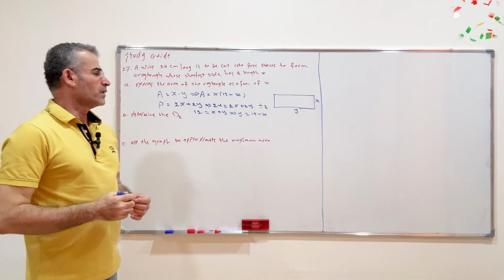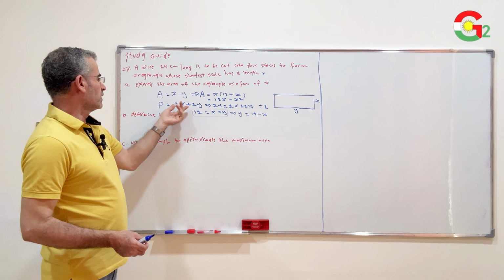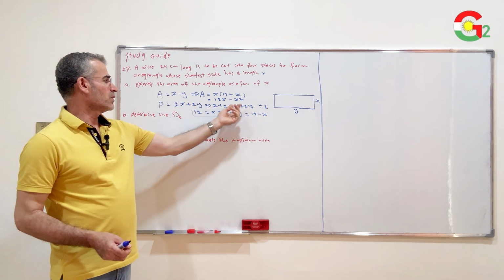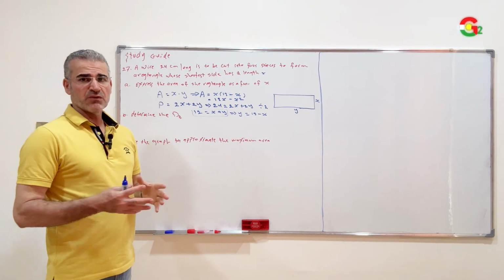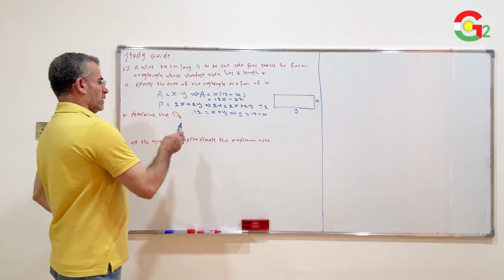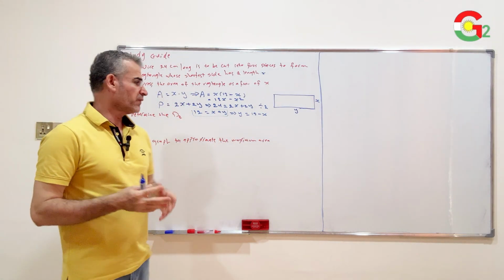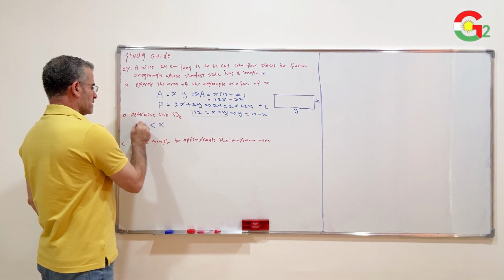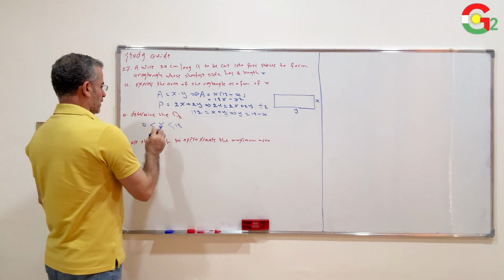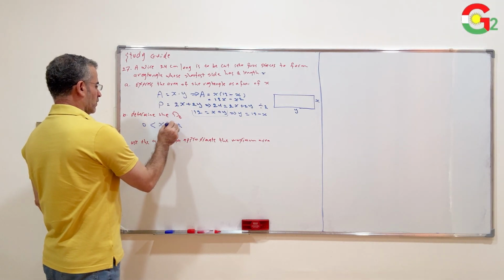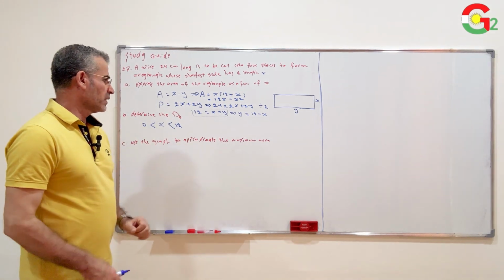In this function, if I set y to 0, then 24 equals x, then x equals 12. The maximum value of x should be 12. And since x is a length, it should be positive, then x should be greater than 0 and less than or equal to 12. Part C: use the graph to approximate the maximum area.